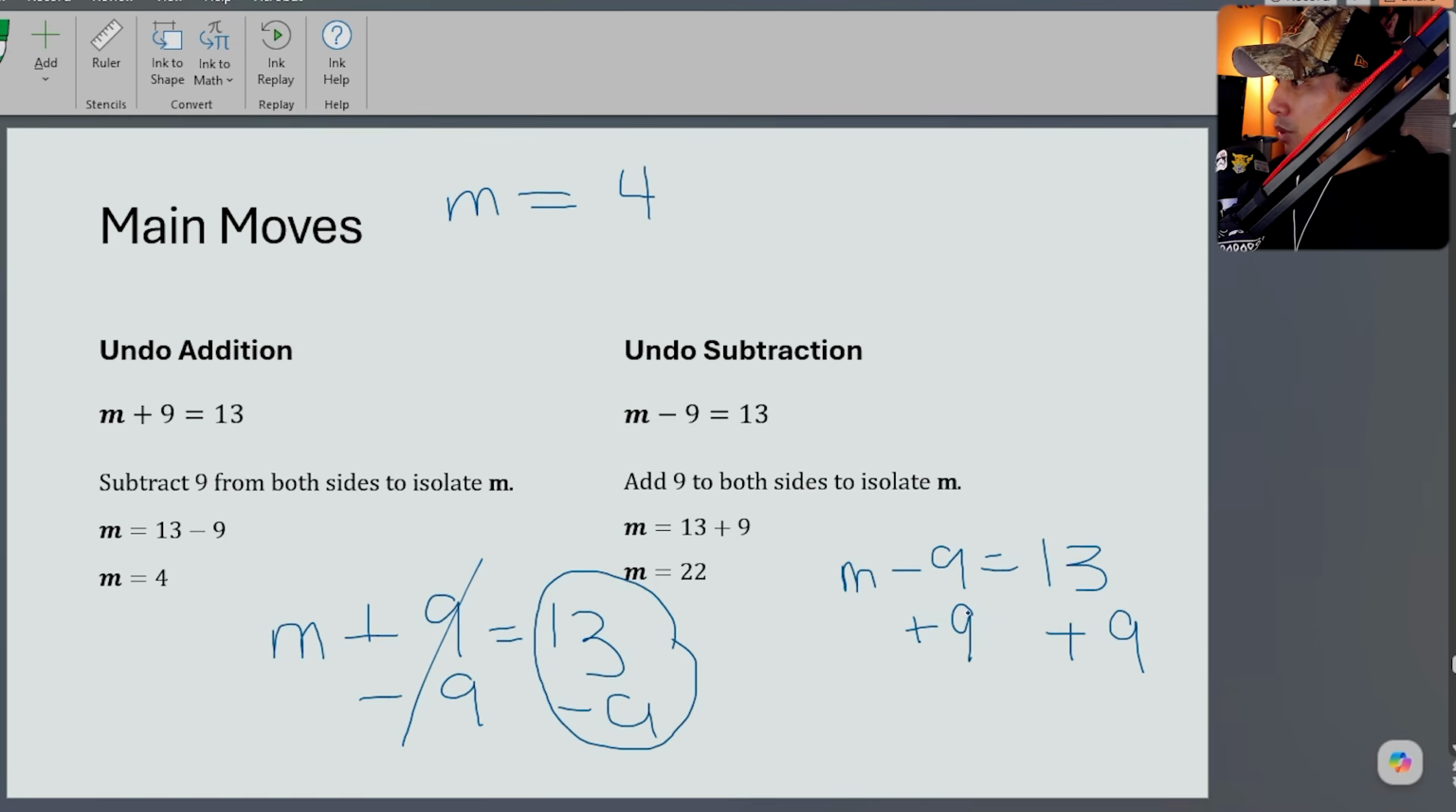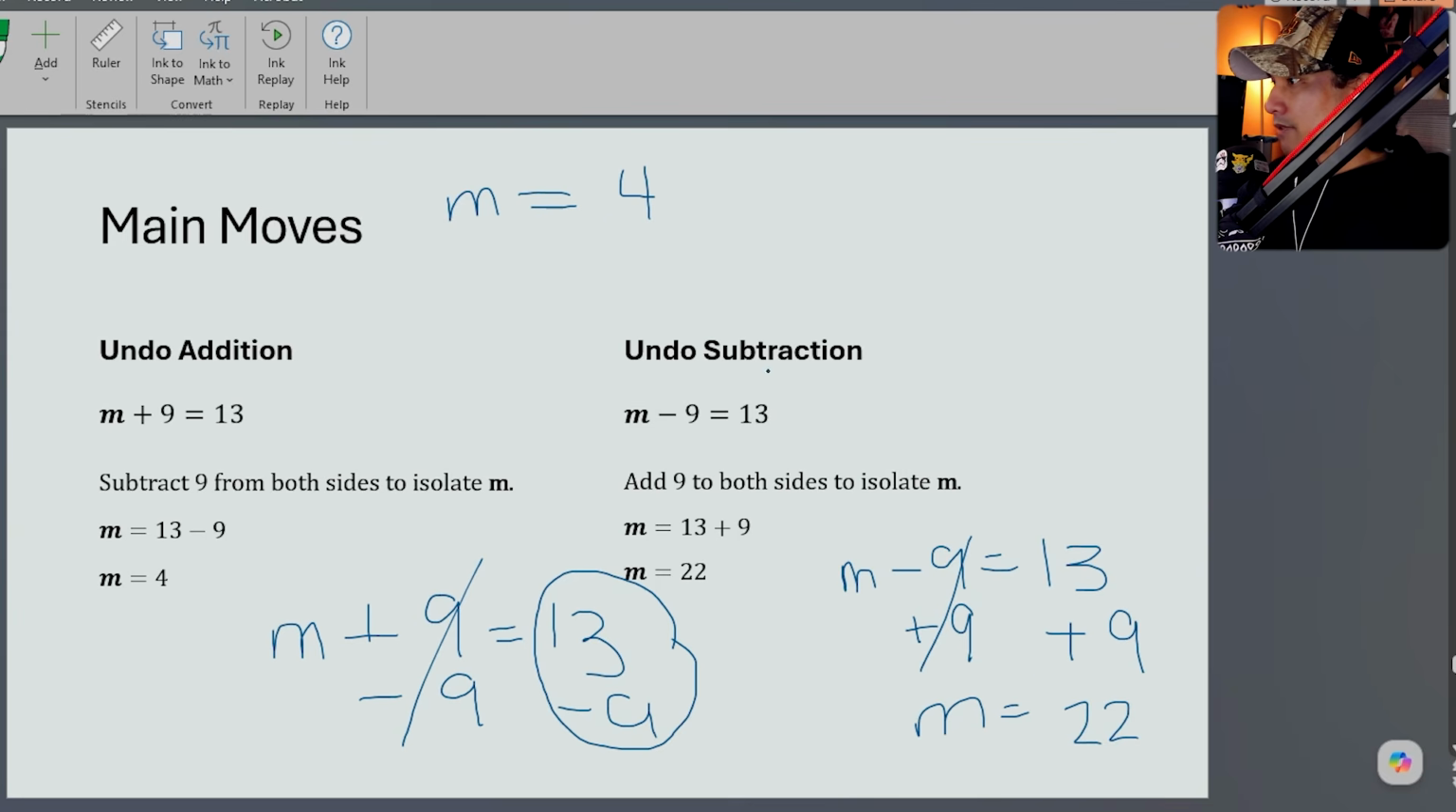Look at that. What we do on this side, we must do on this side of the equal sign. That's what I mean by that. And then we cancel the terms out. We're left with m equals 22.